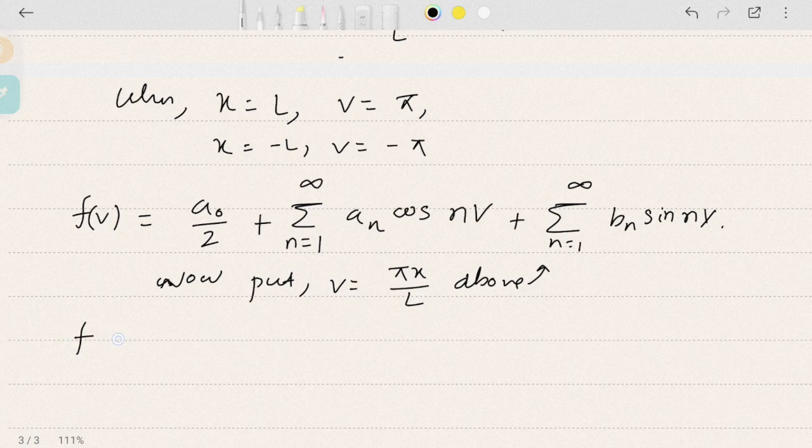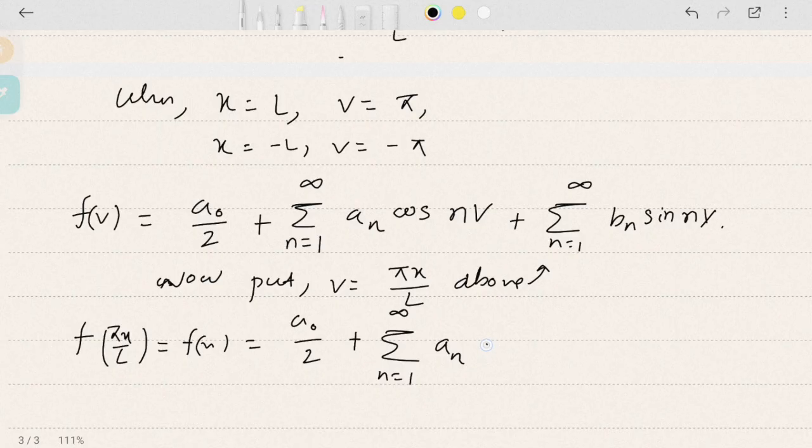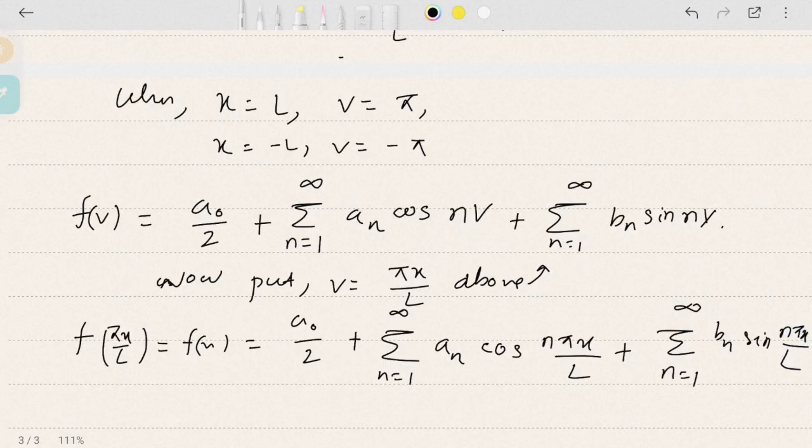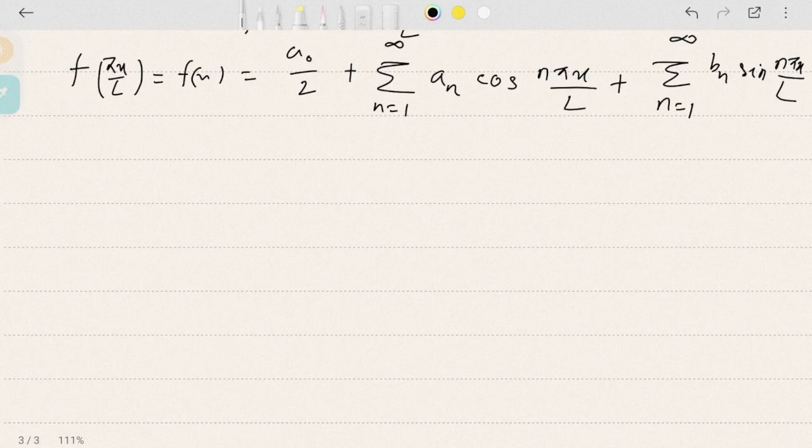f of pi x by l, or f of x, whatever you write, is equal to a naught by 2 plus the sum from n equal to 1 to infinity of an cos n pi x by l plus bn sin n pi x by l. Okay, what are the values of these Fourier coefficients?